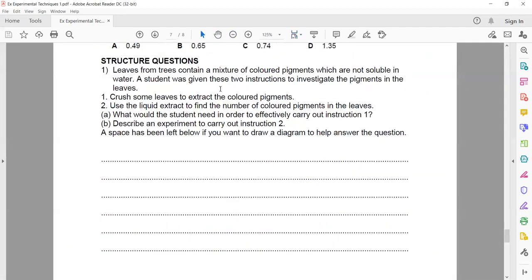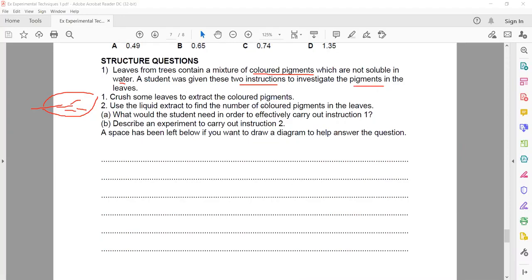The structure question: leaves from tea contain a mixture of colored pigments. So there are colored substances present in leaves which are not soluble in water, so they do not dissolve in water. For example, there's a leaf. It has colors, but it's not water soluble. A student was given two instructions to investigate the pigment in the leaf.